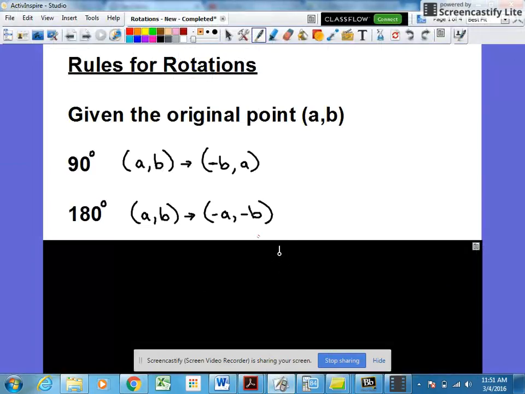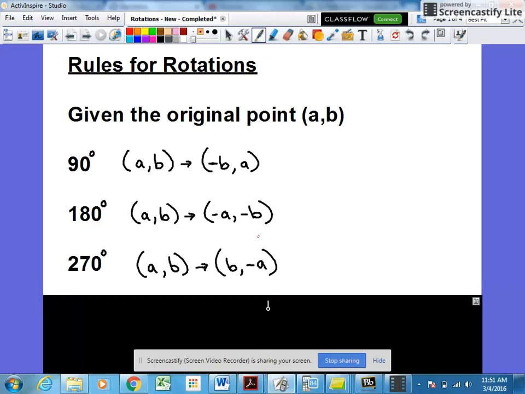And to look at our rules here, we see that for a 270-degree rotation, (a, b) turns into whatever was your original y value becomes your x. Whatever was your original x, take the opposite, and that becomes your y value. As you look at these, you will notice a pattern.